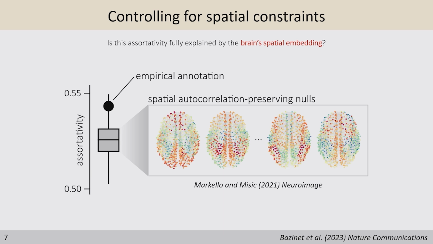And then the idea is to look at the assortativity coefficient of these null maps and compare it to the assortativity coefficient of our empirical brain map.